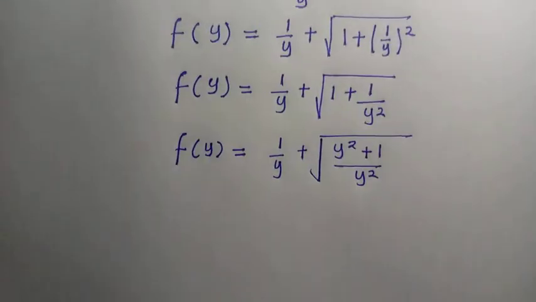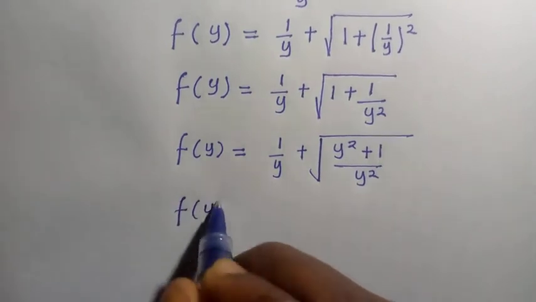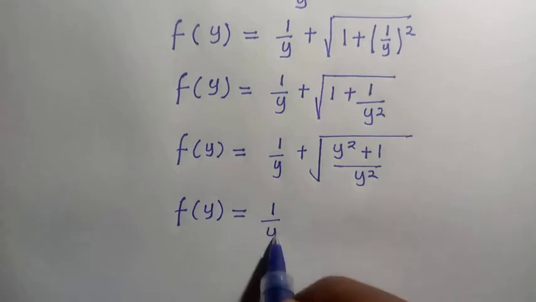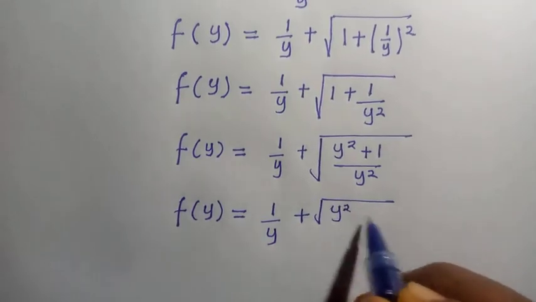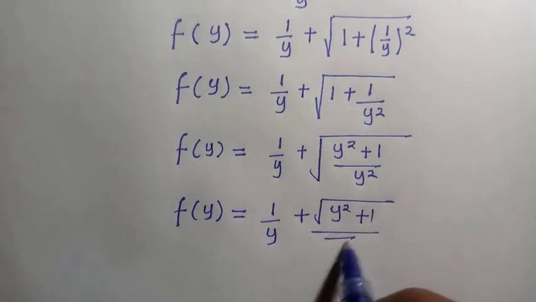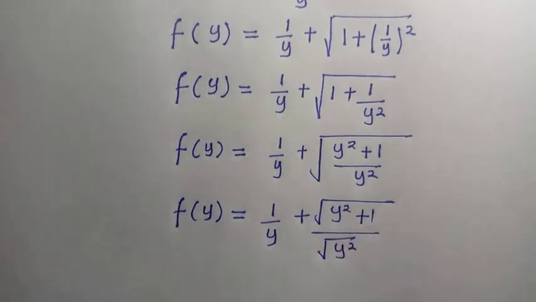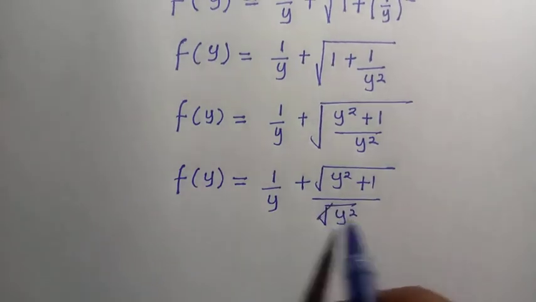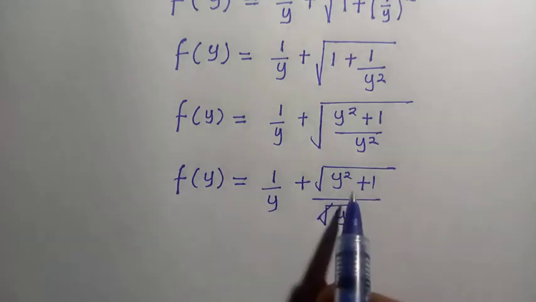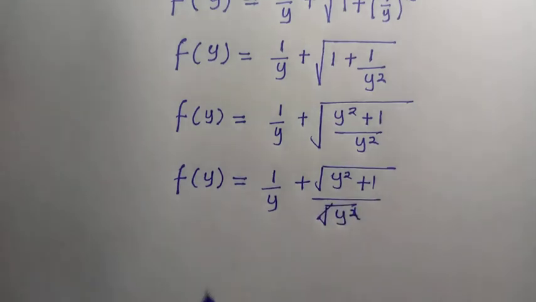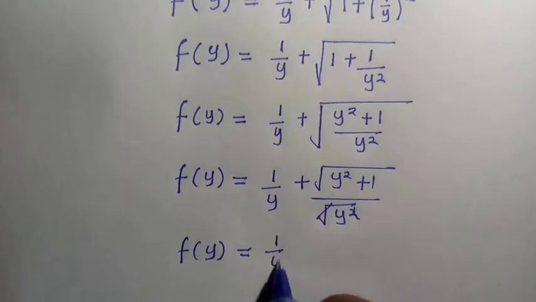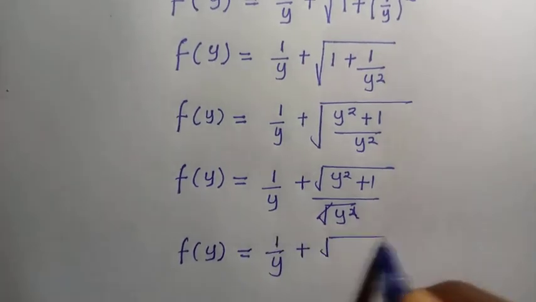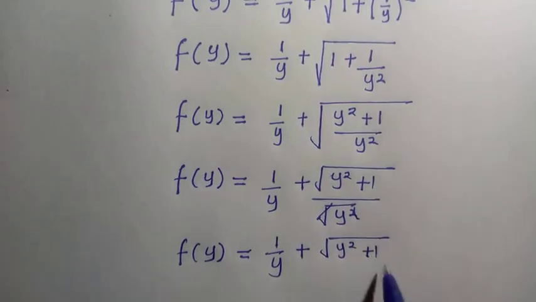And again we have f of y equals 1 divided by y plus, so we separate this as the root of y squared plus 1 divided by the root of y squared. So with what we have here, this and this cancelled, but this and this can never cancel because the operation between them is addition. Then we have f of y equals 1 divided by y plus the square root of y squared plus 1 divided by y.